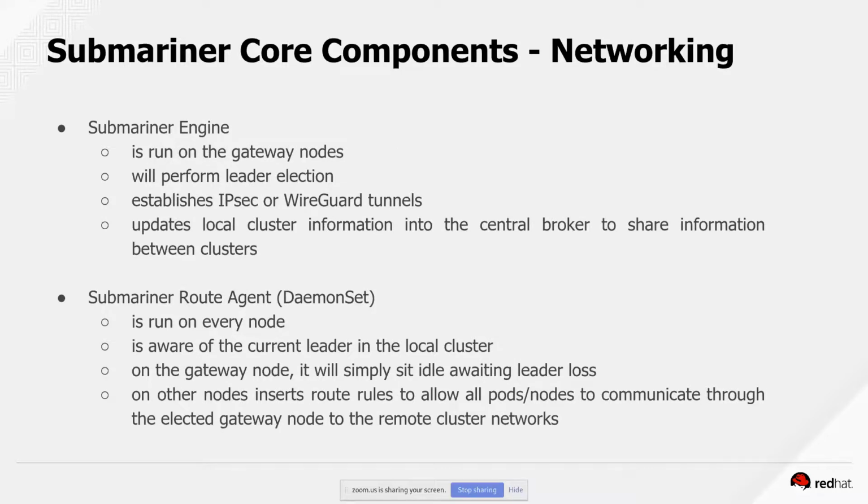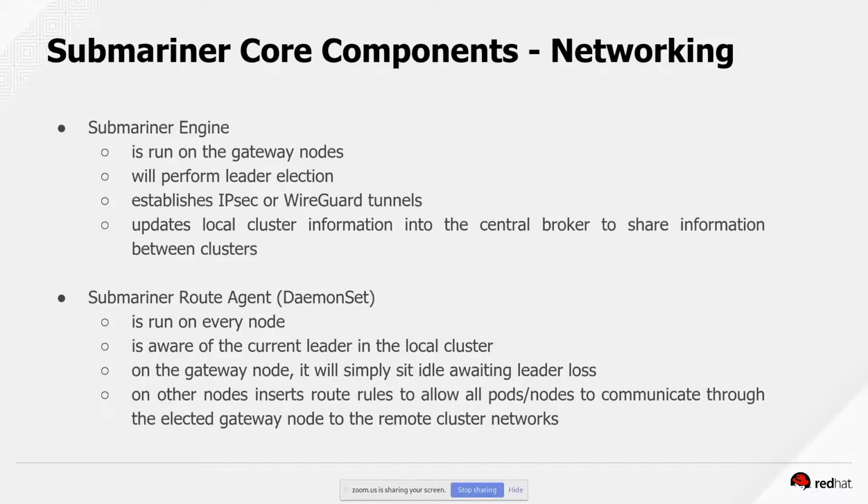And for network connectivity, it has two core components. First is the Submariner engine. Submariner has a concept of gateway nodes, which provide that IPsec tunnel between two clusters. You can set up multiple pods as your gateway nodes, and one of them will become a leader. It will establish IPsec or WireGuard tunnels, depending on which cable driver you're using. And it is also responsible for updating your local cluster's information, like what the cluster CIDR is, what the service CIDR is, and things like this, to the other clusters.